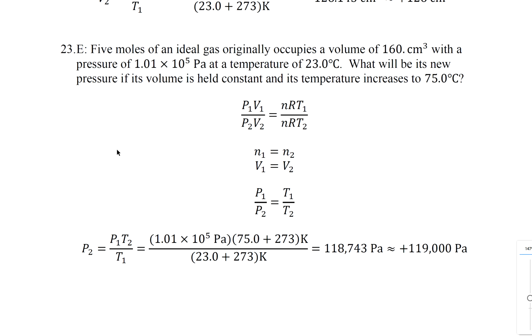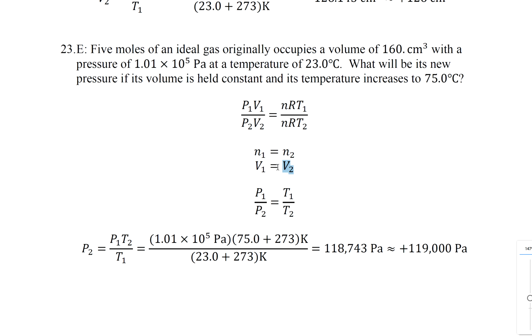Question 23. 5 moles of an ideal gas originally occupies a volume of 160 centimeters cubed with a pressure of 1.01 times 10 to the 5 pascals and a temperature of 23 degrees Celsius. This first equation tells us everything for the numerator, P1, V1, T1. What will be its new pressure if its volume is held constant and its temperature increases to 75 degrees Celsius?